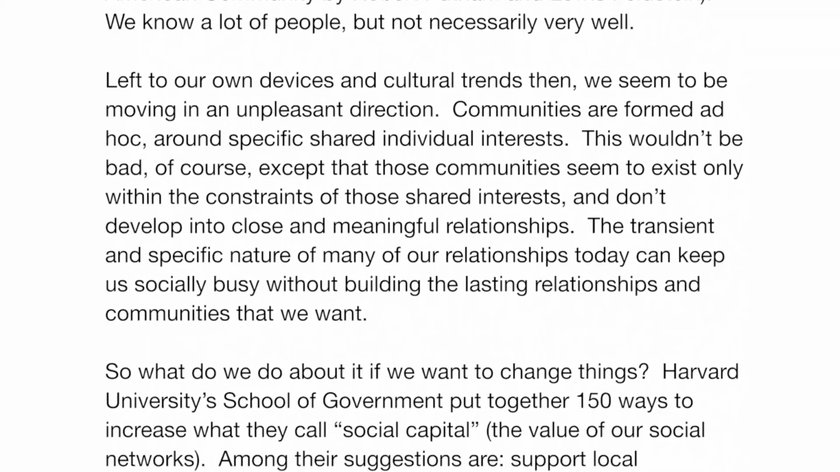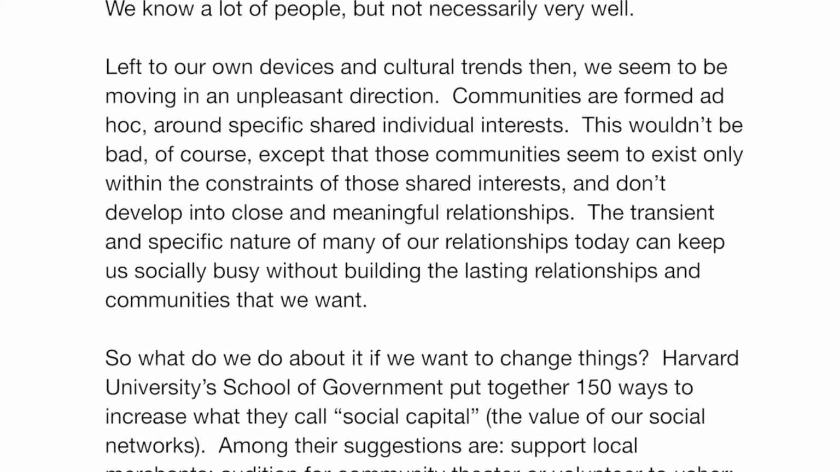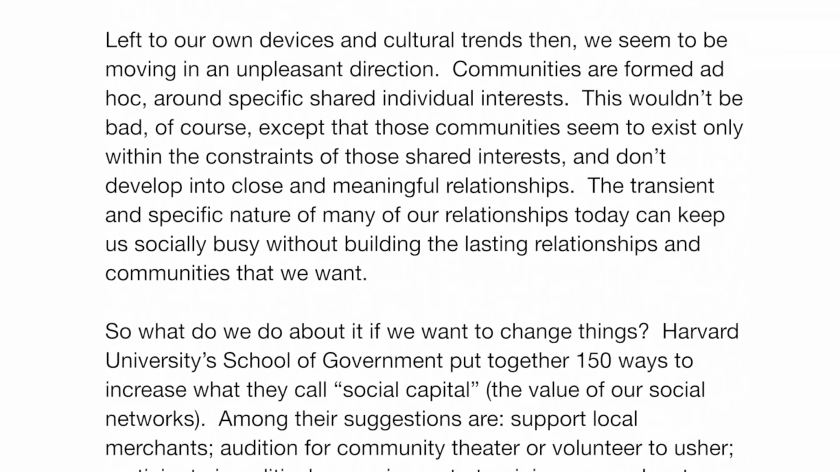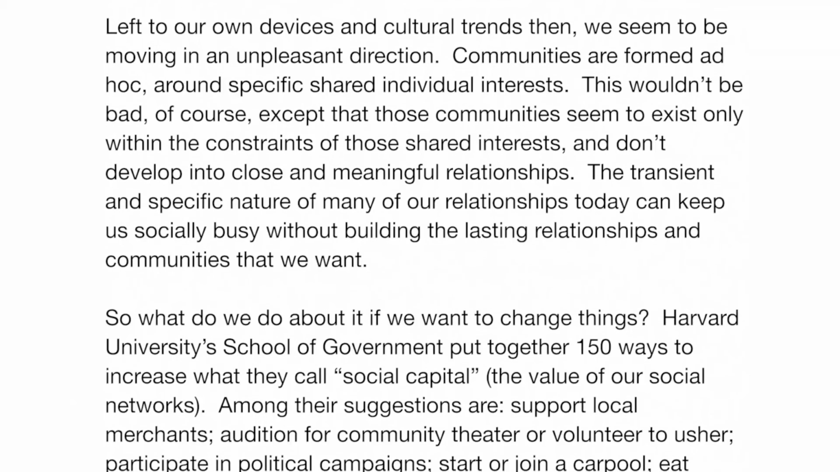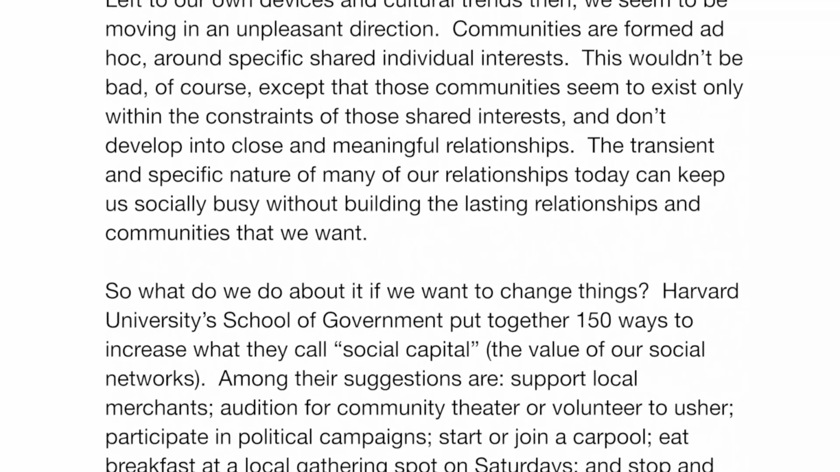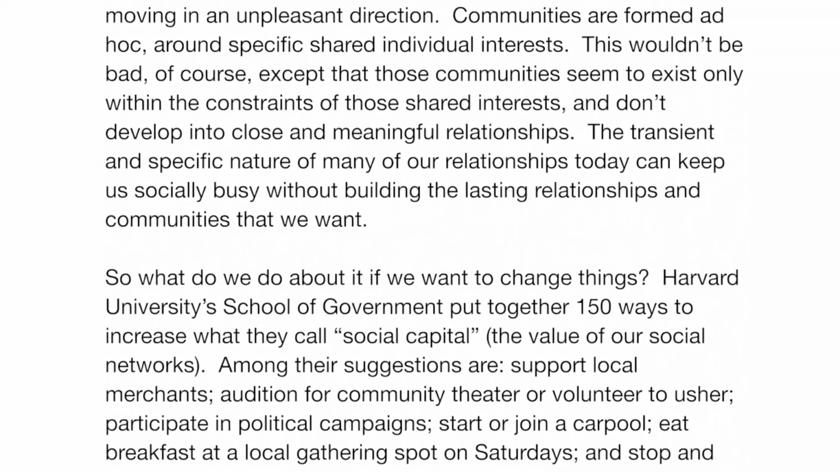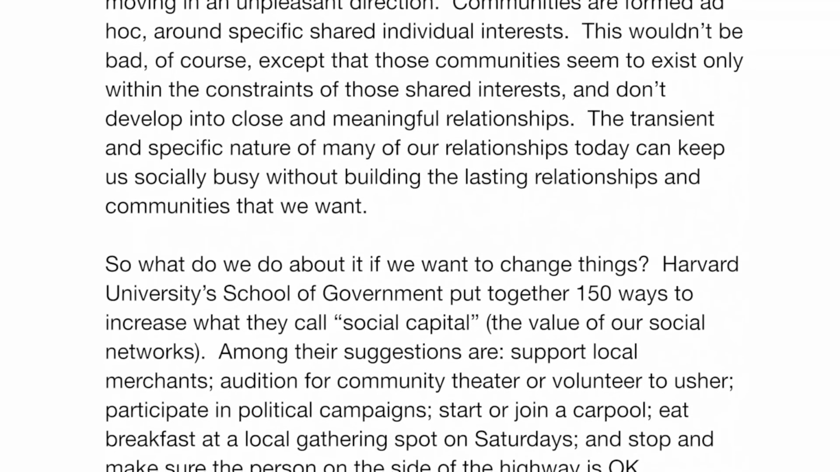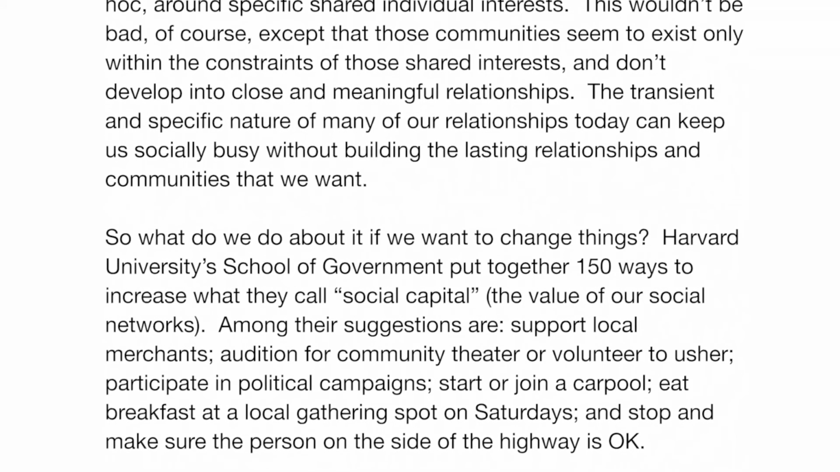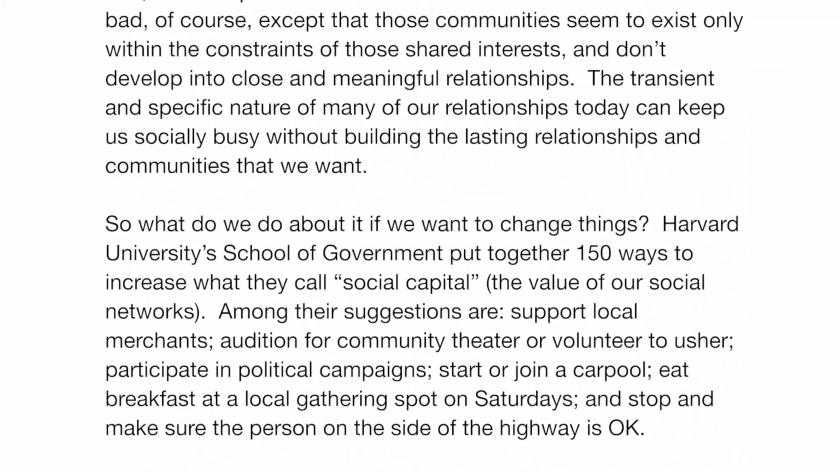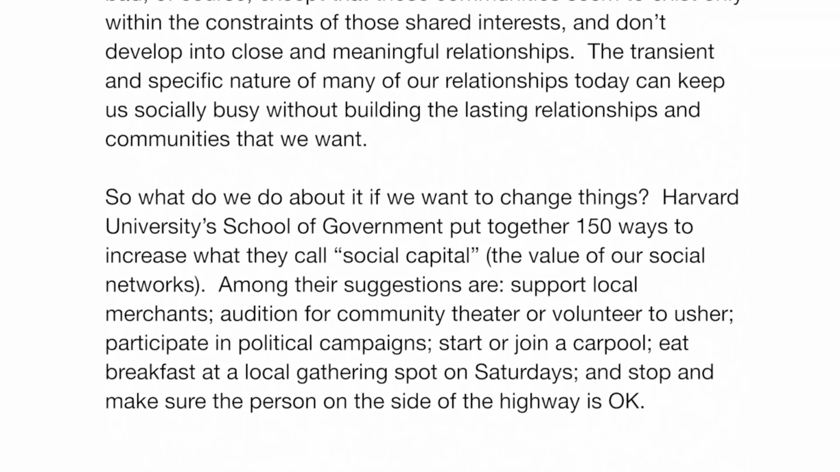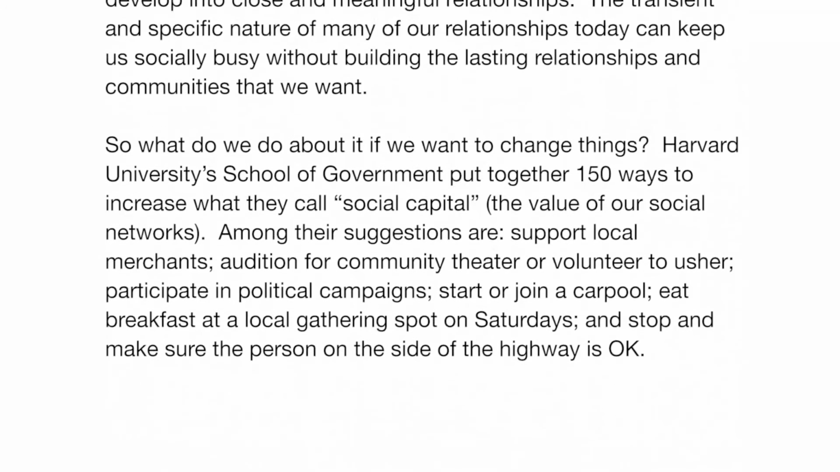So what do we do about it if we want to change things? Harvard University School of Government put together 150 ways to increase what they call social capital, the value of our social networks. Among their suggestions are: support local merchants, audition for community theater or volunteer to usher, participate in political campaigns, start or join a carpool, eat breakfast at a local gathering spot on Saturdays, and stop and make sure the person on the side of the highway is okay.